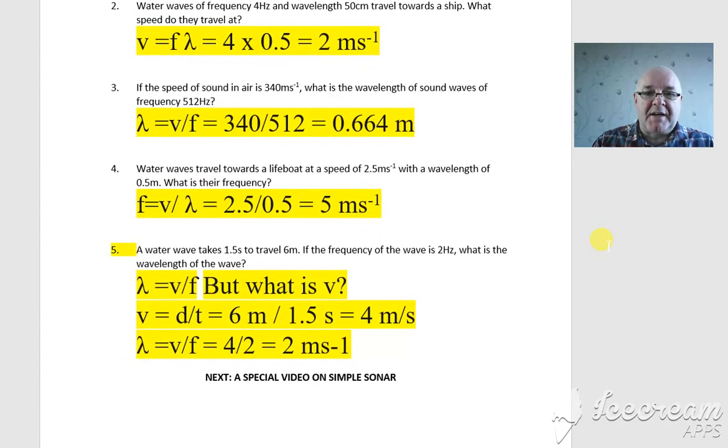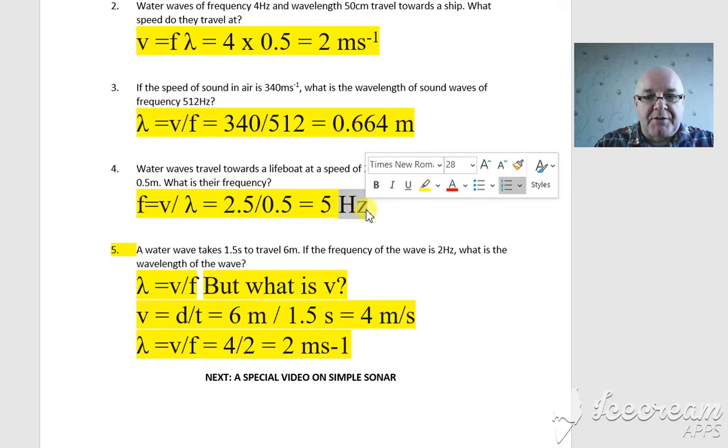Number 3: if the speed of sound is 340, what is the wavelength of sound waves of frequency 512? The wavelength would be v over f, which is 340 over 512, which is 0.664 meters. Number 4: water waves travel towards a lifeboat at a speed of 2.5 meters per second with a wavelength of 0.5 meter. What is the frequency? For that one, we'd use the other formula. f is v over lambda, which is 2.5 divided by 0.5, which turns out to be 5. Now, there's a mistake on the slide. That should be 5 Hertz. So the frequency would be 5 Hertz.